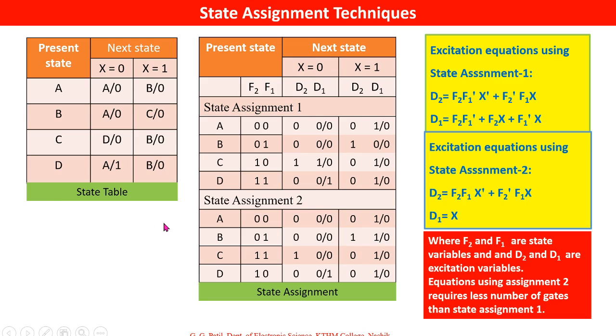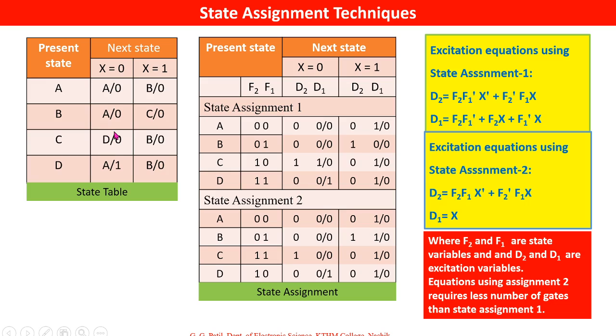Here one example of state assignment is taken. Here in the state table, one state machine is described, and in that state machine, as we see, there are four states A, B, C and D, while the next states and output are listed in these two columns. Here x equals 0 is one input and x equals 1 is another input condition, while these are the next states and outputs, they are given here.